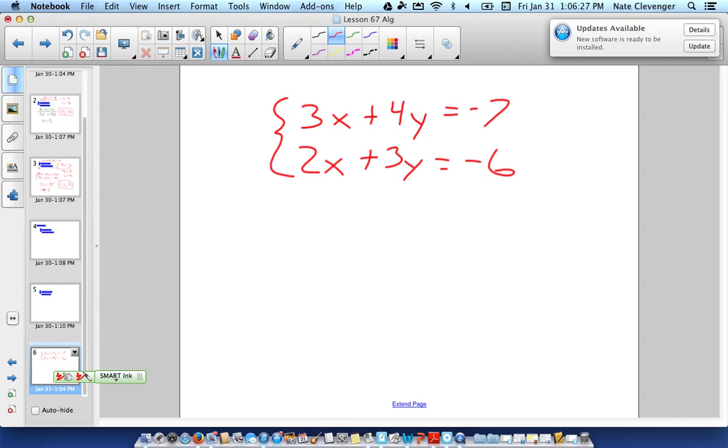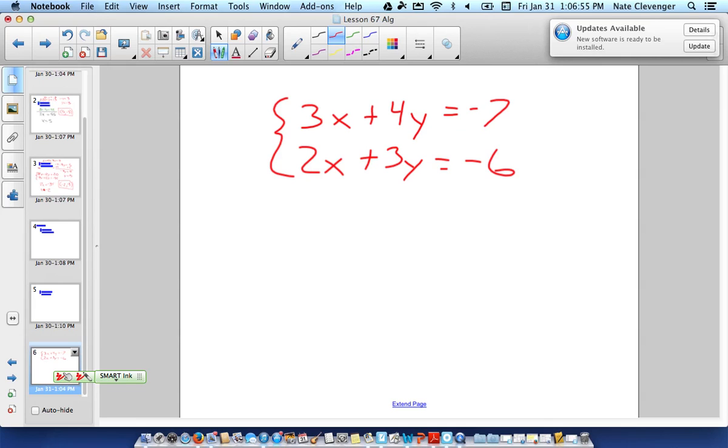Sarah? Like you could times the top by negative 3 times the bottom by 4. Zach, what were you going to say? Does it matter which one we make negative? No, it doesn't. You might do it one way, your buddy might do the other way. As long as you work it appropriately, you get to the correct answer.